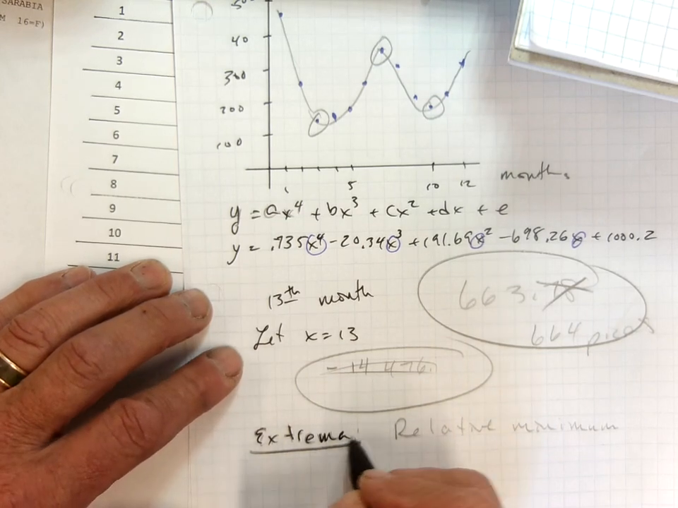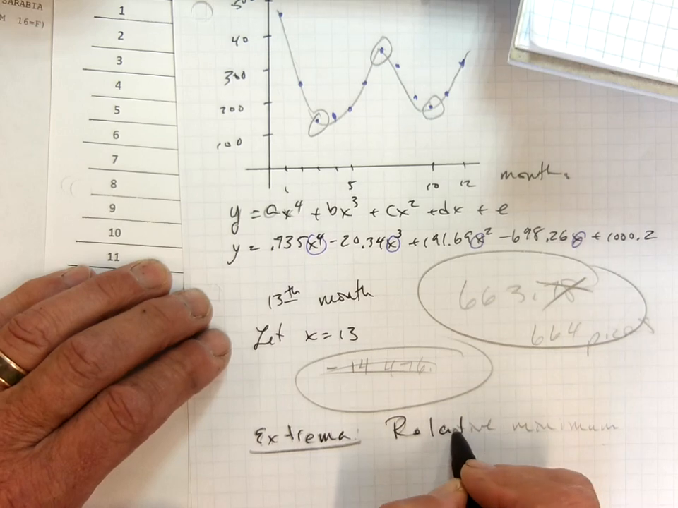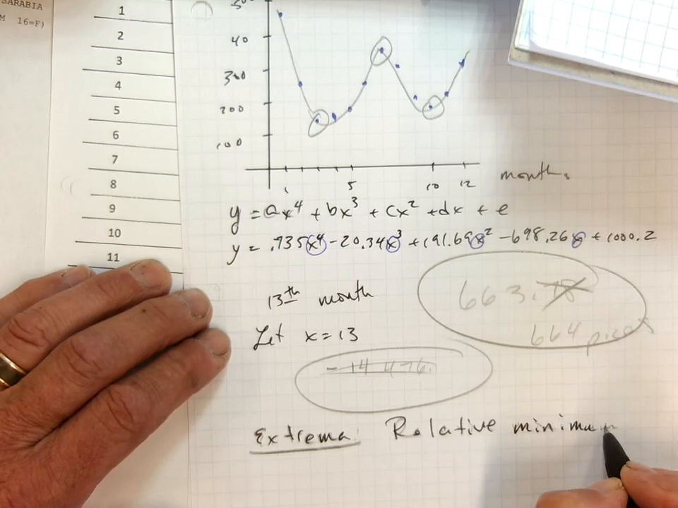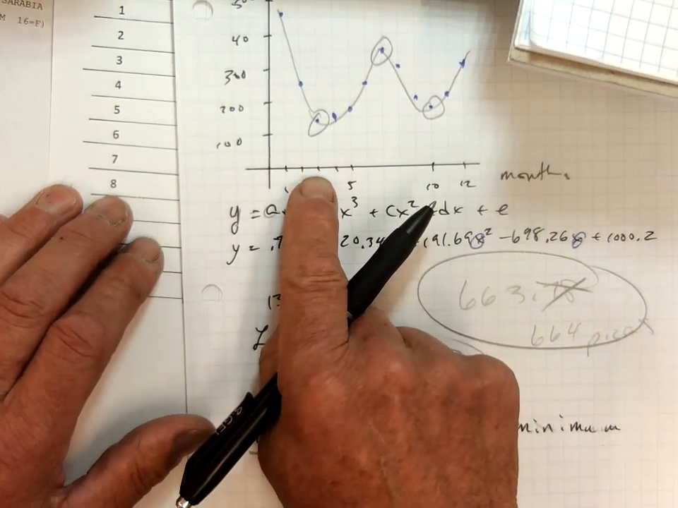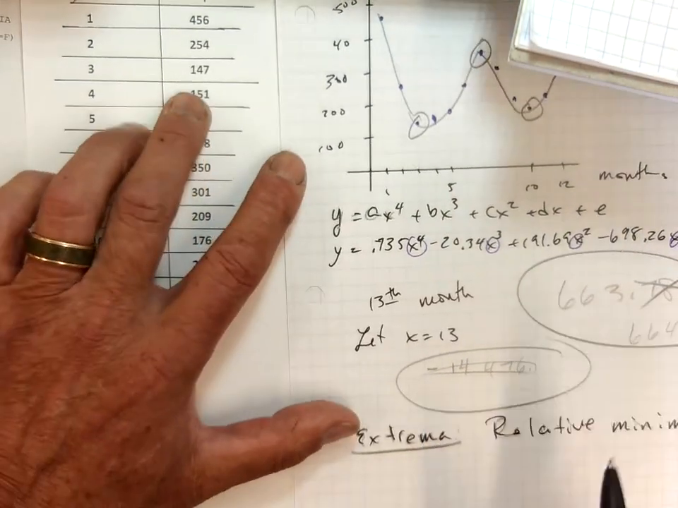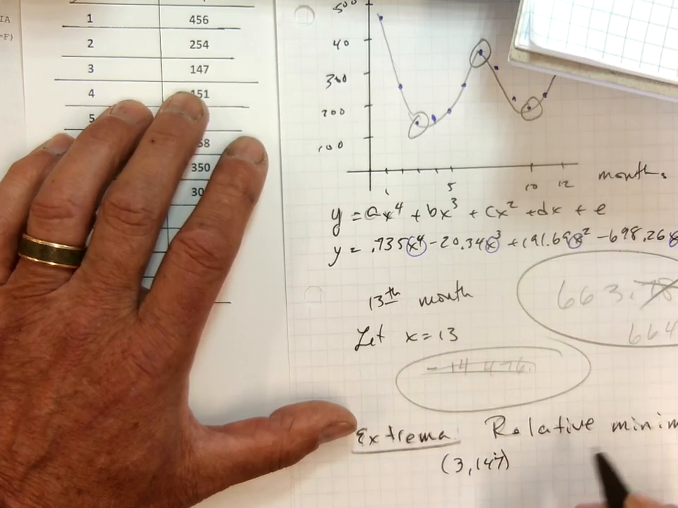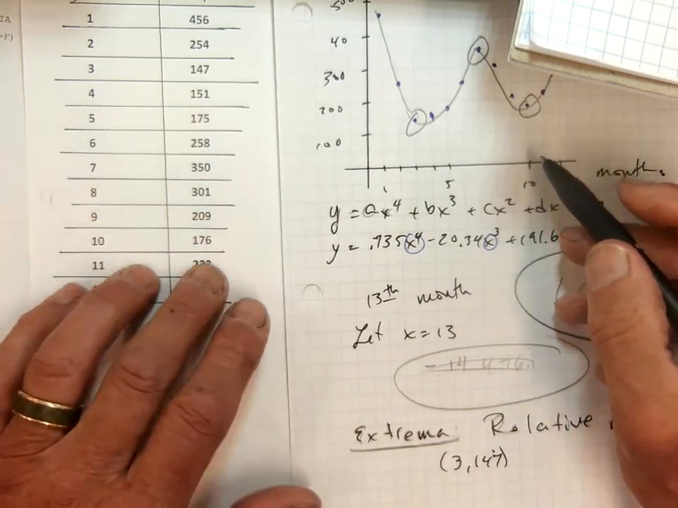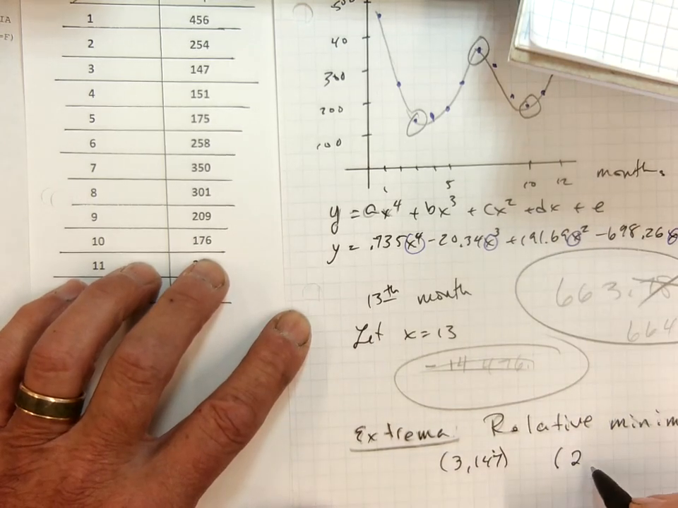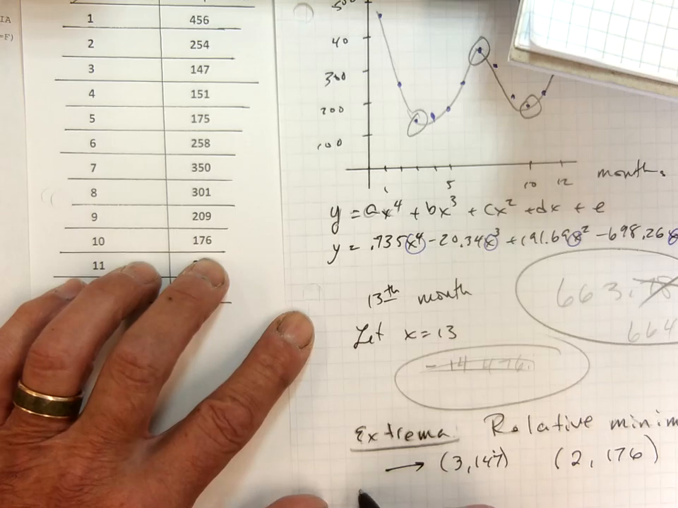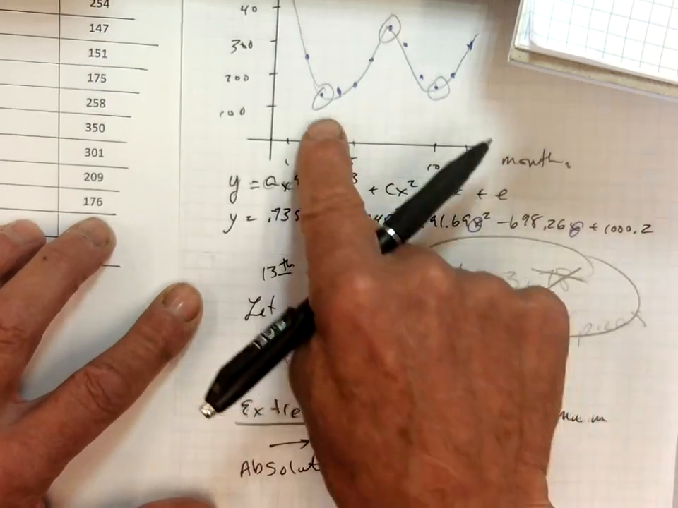A relative minimum at, it looks like it's month 3, so it'd be (3, 147). And I have another one, it looks like it's month 10 at (10, 176). Okay, that means that this one is also an absolute minimum, because it is the very lowest point.